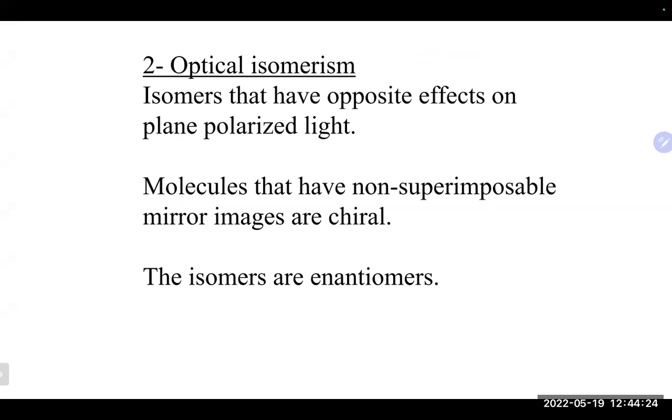Now, optical isomers are isomers that have opposite effect on plane polarized light. The molecules have non-superimposable mirror images. They are what are referred to as being chiral, and the isomers are enantiomers. So a chiral compound, what it means is if you take a chiral compound and you put it up to a mirror, it will reflect back an image.